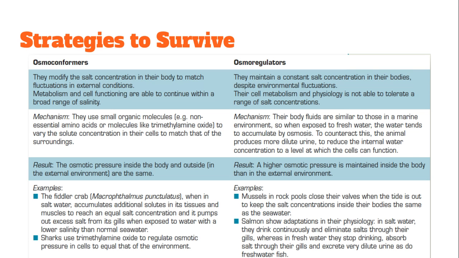And then we have, on the opposite, an osmoregulator. So that means that they keep their bodies at the same concentration, and that they're unable to tolerate the difference of salt concentrations. So this means that they change their body processes to counteract that difference in the salt concentrations in their external environment. Make sure you refer to this when you're doing the Google Doc activity that's later on in this lesson.